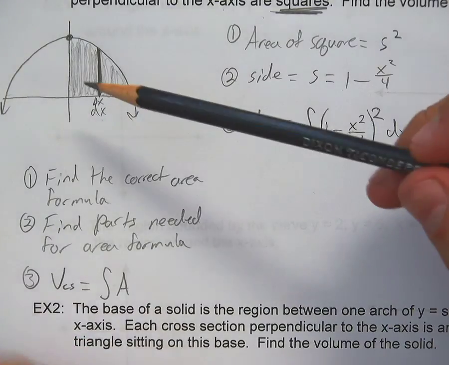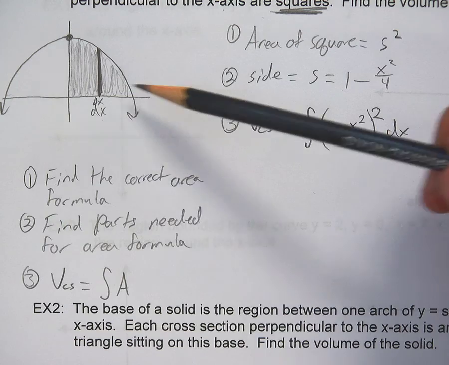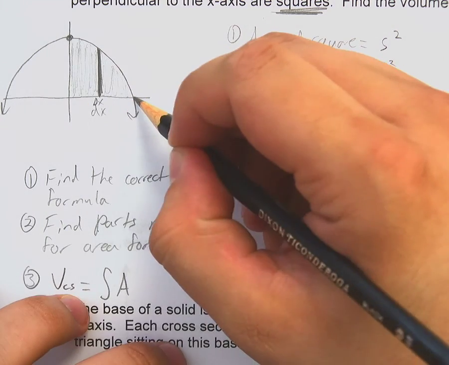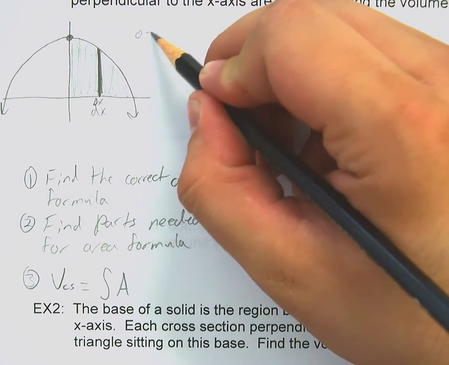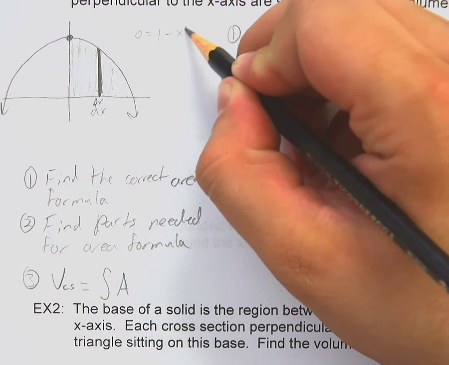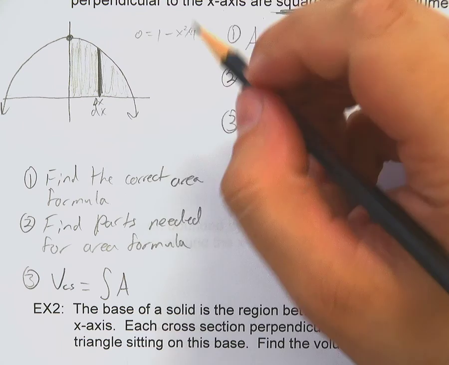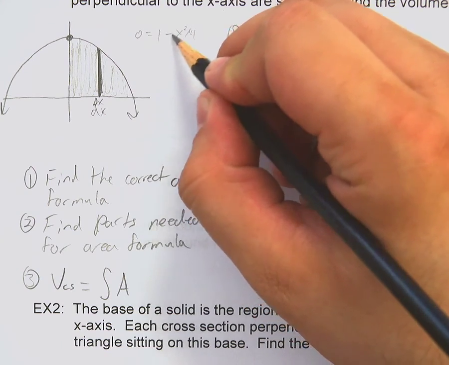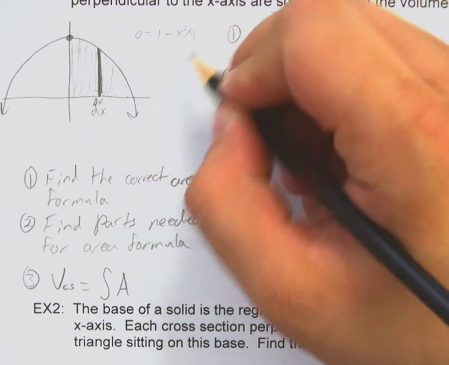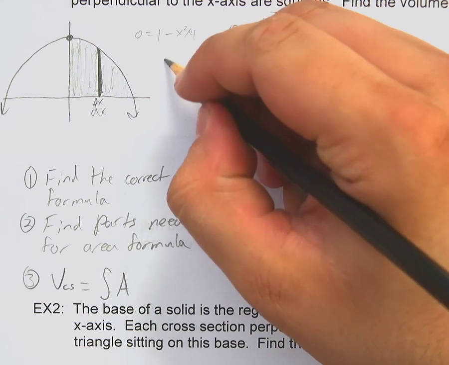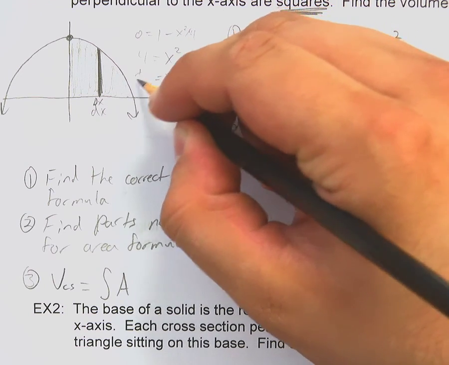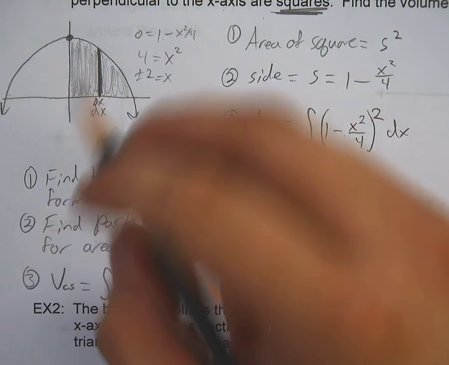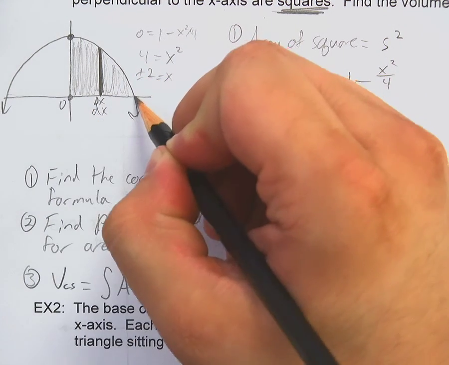So I need my values for my x's. How far over does this go? Where does this intersect the x-axis? So set it to 0. 1 minus x squared over 4 equals 0. Subtract 1, divide by -1, multiply by 4, you get x squared equals 4. So x is positive or negative 2. So this is 0, this is 2.